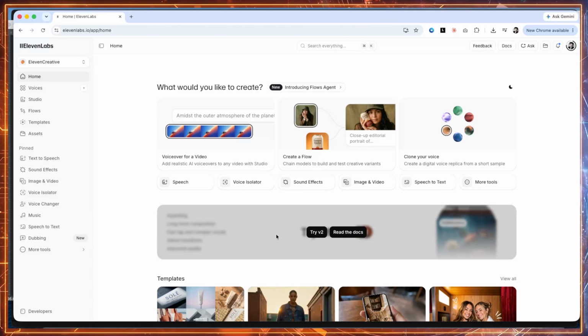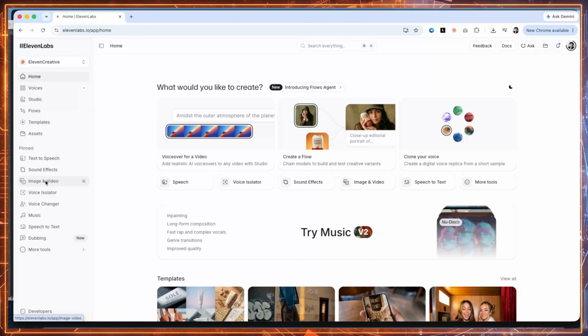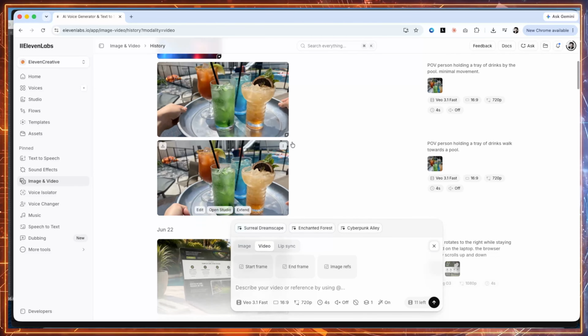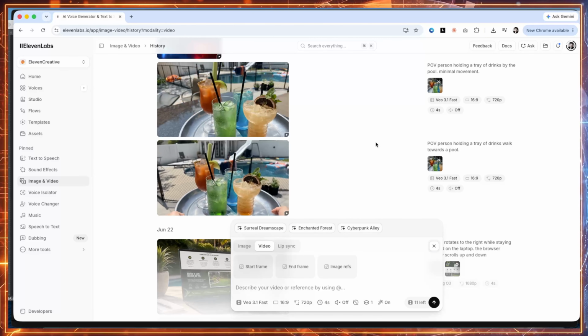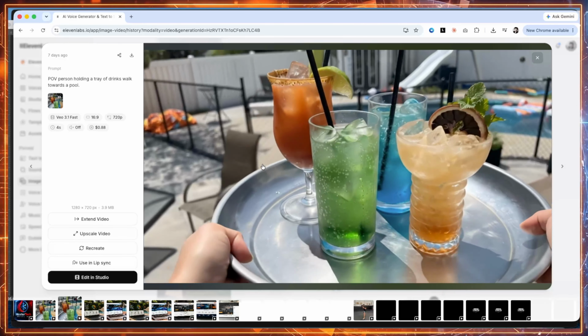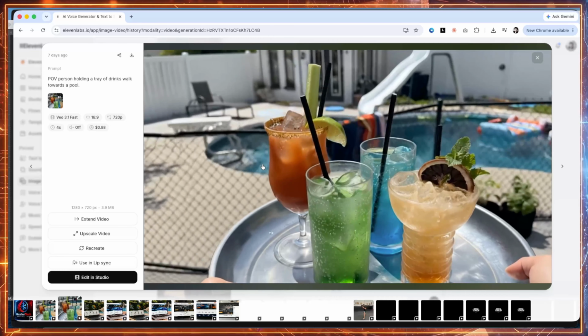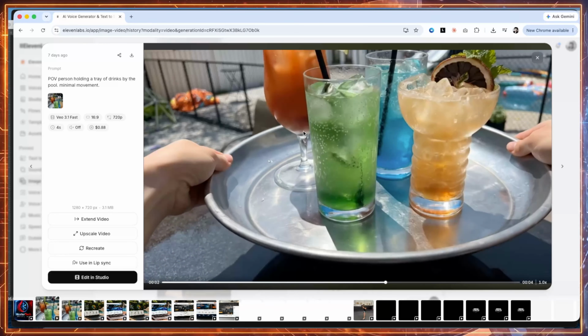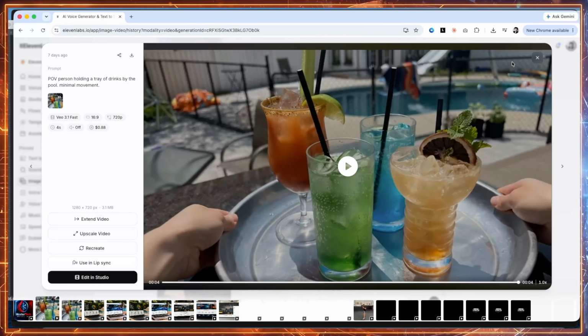So here we are in ElevenLabs. We're going to go down here to image and photo, go to my history, and there we are. I did 2 outputs of this particular one here. There's this guy here. First output, I didn't do any sound. I think this is the one I actually ended up using. And then I did this guy right here, which I didn't like.